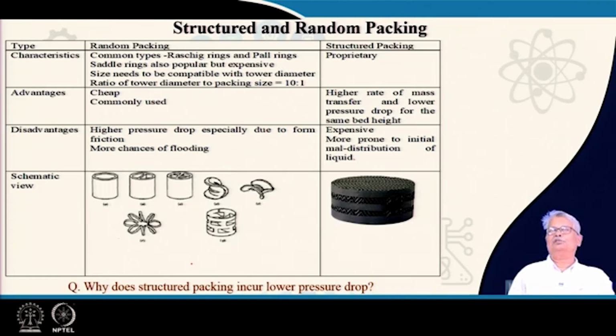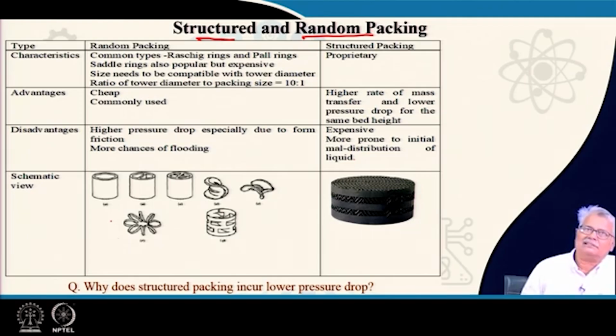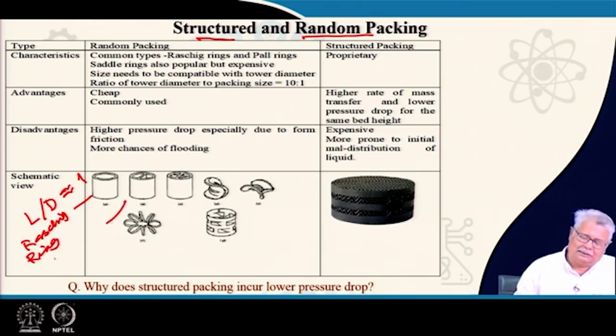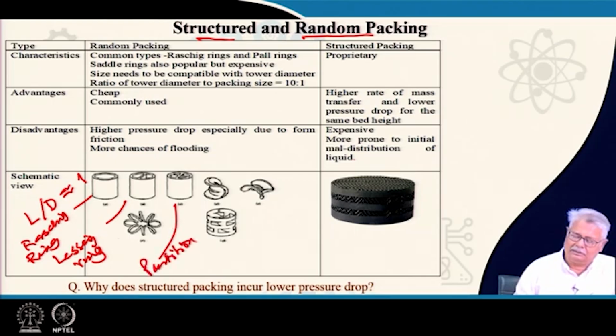We have been introduced to the structured and the random packing both. The random packings typically have different characteristics, advantages, disadvantages, and there are different types. Here L by D of this cylinder is nearly 1. This is a Raschig ring. There is a partition in between. This is a Lessing ring. You have a cross partition here. So, this is called a partition ring.